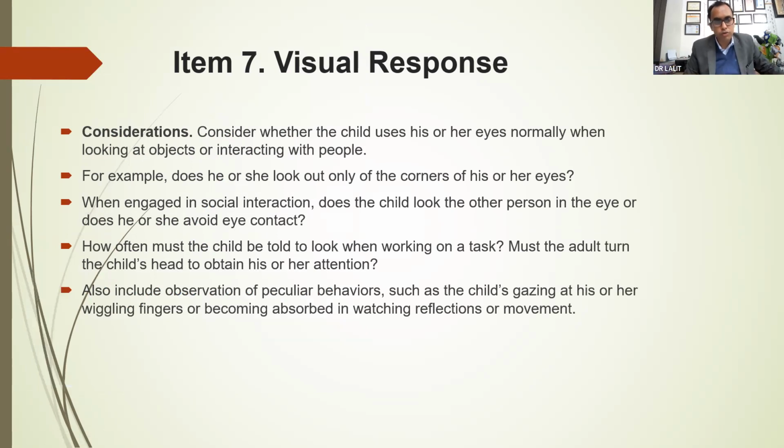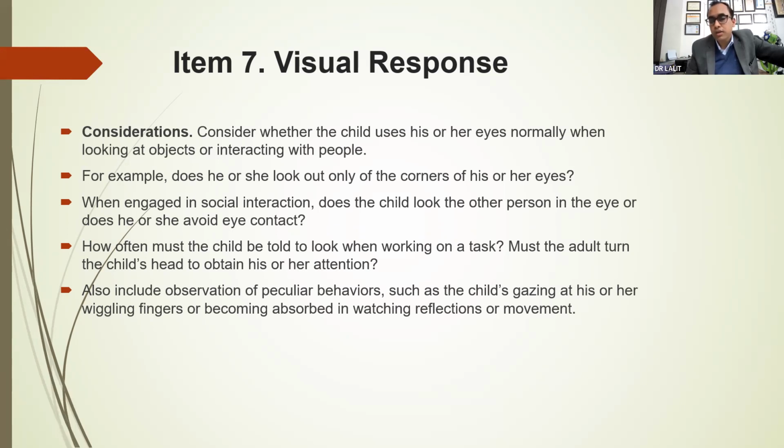Now, then you have the visual response. In visual response, what we need to take into consideration is whether the child uses his or her eyes normally. That means, is he looking at the side corners? Does he give you eye contact? How about his response when some stranger comes, he greets? Is he able to look into the eyes? Is he ignoring them? He gets a lot of anxiety. He tries to avoid the situation. He doesn't want to give eye contact. He starts looking here and there. So those things need to be taken into consideration.